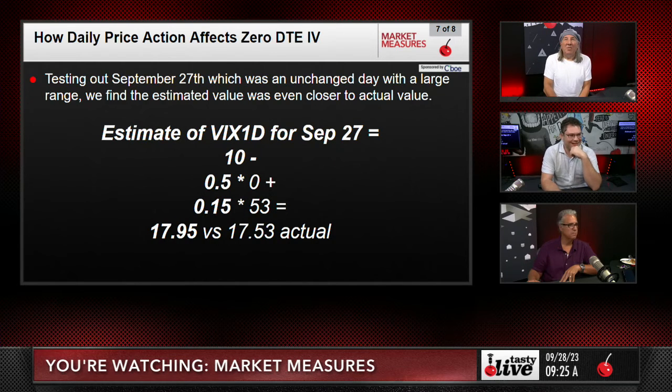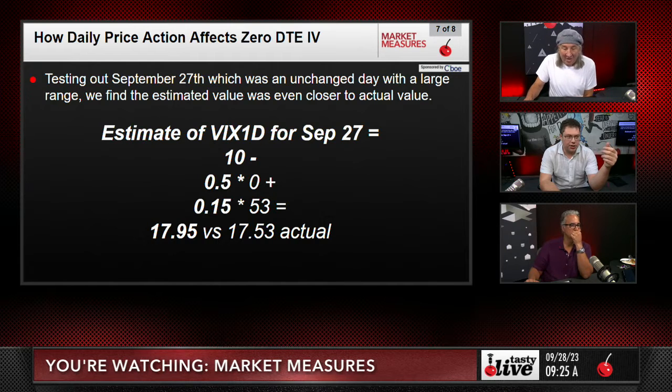So testing out September 27th, the next day, which was an unchanged day, that was yesterday, which we did close exactly unchanged, with a large range, we find the estimated value was even closer to the actual value. Yeah, it's amazing. So in this case, we have a zero effect on the percent change part. But again, the range is what makes most of the volatility, right?